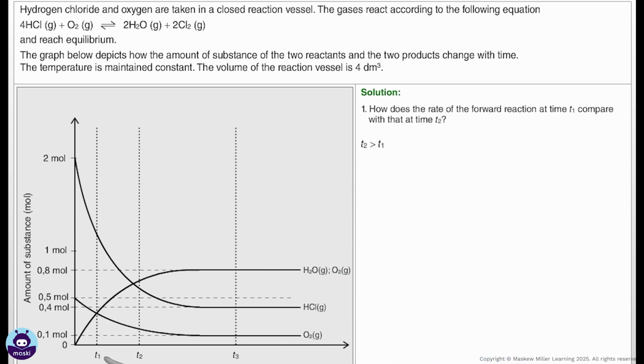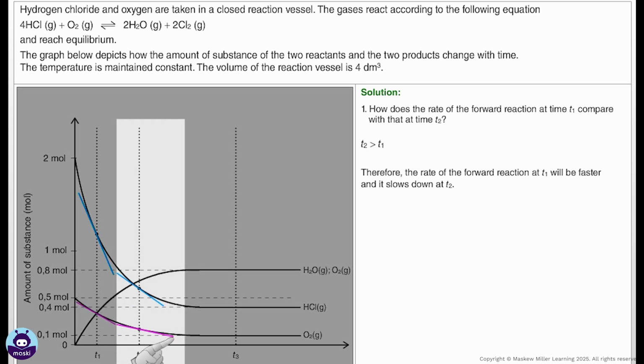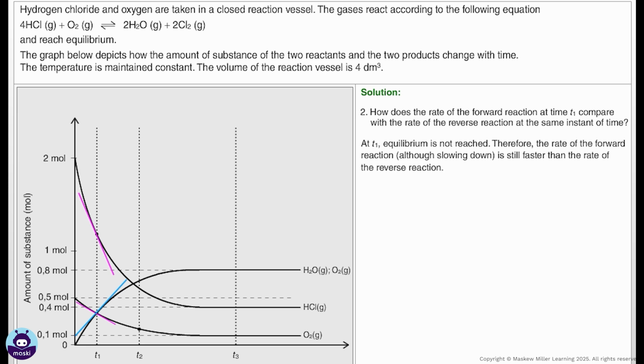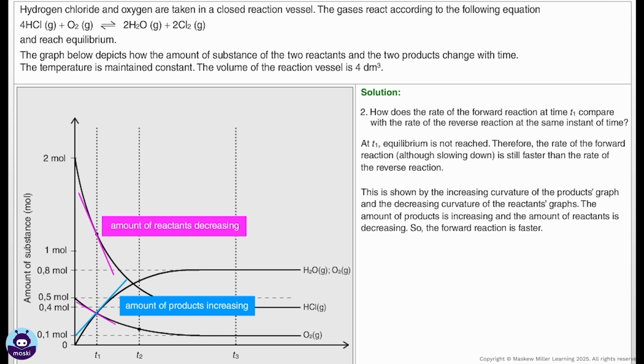T2 is greater than T1. Therefore, the rate of the forward reaction at T1 will be faster and it slows down at T2. At T1, equilibrium is not reached. Therefore, the rate of the forward reaction, although slowing down, is still faster than the rate of the reverse reaction. This is shown by the increasing curvature of the product's graph and the decreasing curvature of the reactants' graphs. The amount of products is increasing and the amount of reactants is decreasing, so the forward reaction is faster.